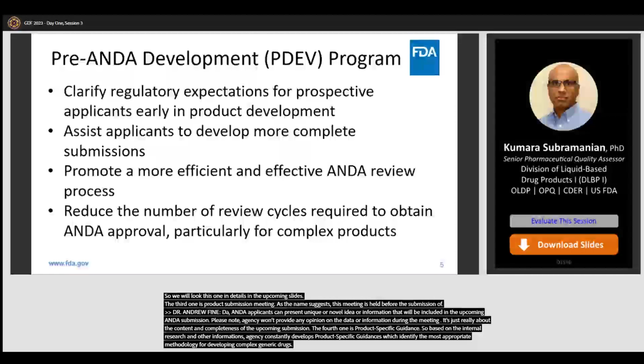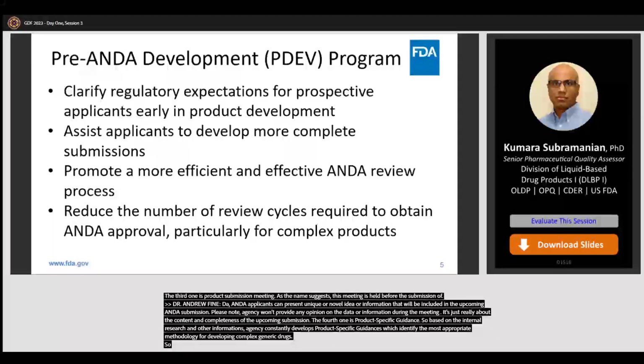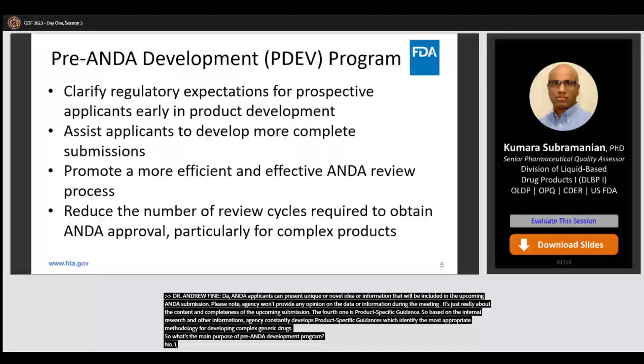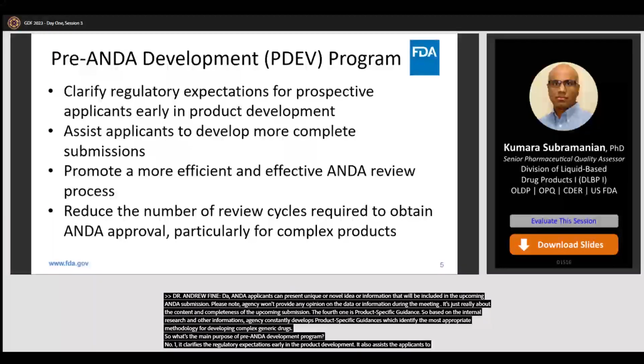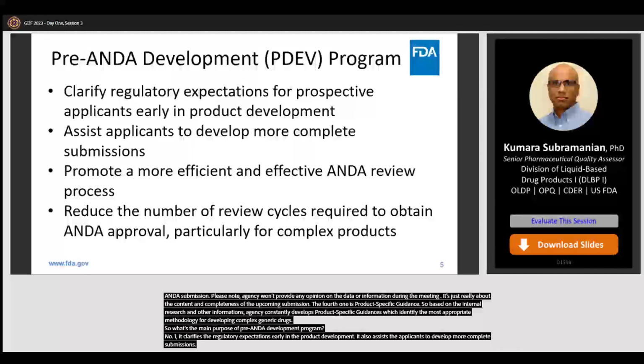So what's the main purpose of the pre-ANDA development program? Number one, it clarifies the regulatory expectations early in the product development. It also assists the applicants to develop more complete submissions. And most importantly, particularly for a complex product, this would possibly reduce the number of review cycles to obtain an approval.